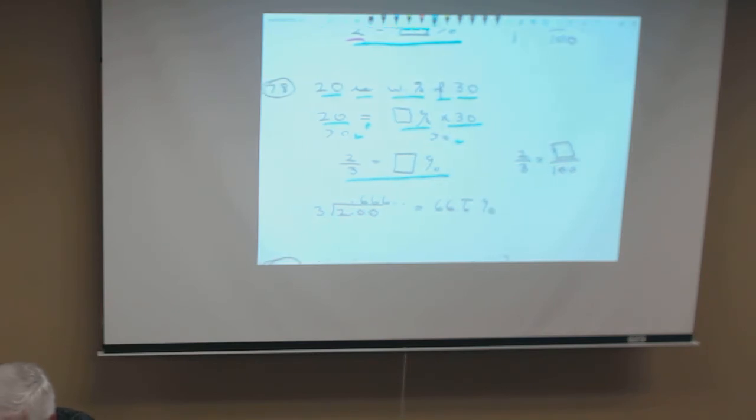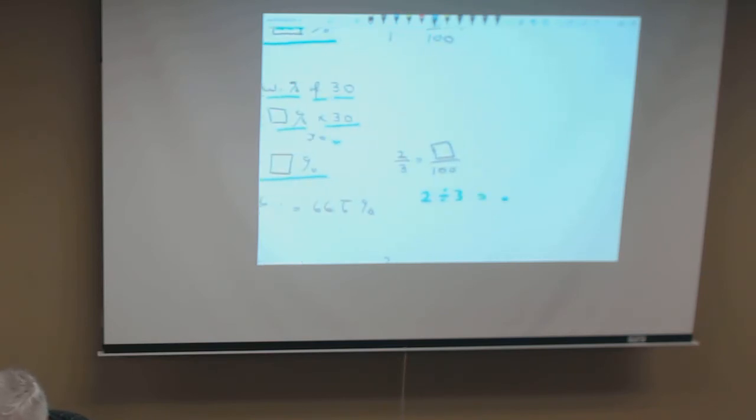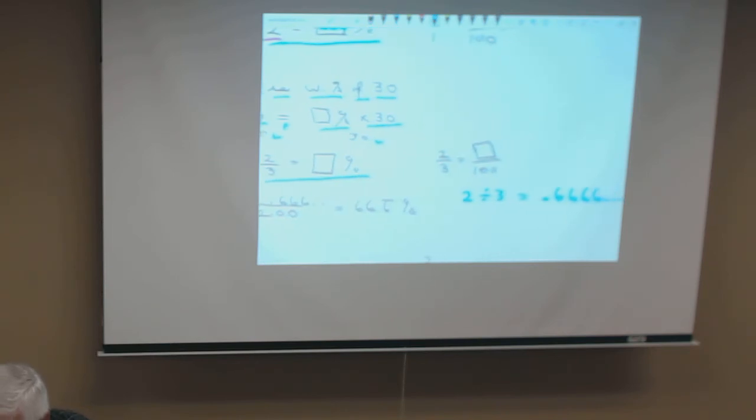You go, I don't know. What's 2 divided by 3? 2 divided by 3 is 0.6666 dot dot dot. So how do I change this to a percent? Move it over 2 decimal places, and it becomes 66.6%.